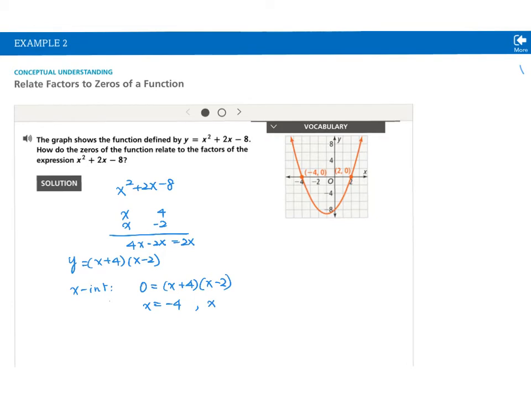x equals negative 4 and x equals 2. At these two points, my function is 0, right? So as you can tell, this demonstrates that the factors x minus 2 and x plus 4 are related to the two zeros. Each of the zeros makes one of the factors 0. That's how they're related.